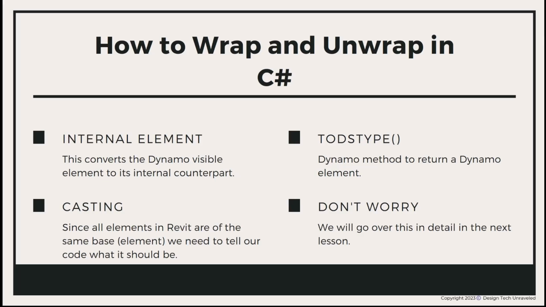How we wrap and unwrap in C# does vary. So there is a command called internal element, which translates it to a Revit.db counterpart. So that's what we're going to be using the most. To translate it back to a Dynamo element, we use something called ToDSType, which is a design script type, I believe, and that returns a Dynamo element with a green element ID. Since in Revit, all elements are an autodesk.revit.db.element, we have to cast them as what we want them to be.